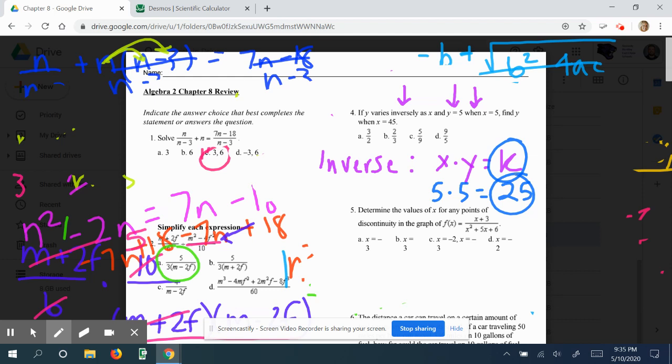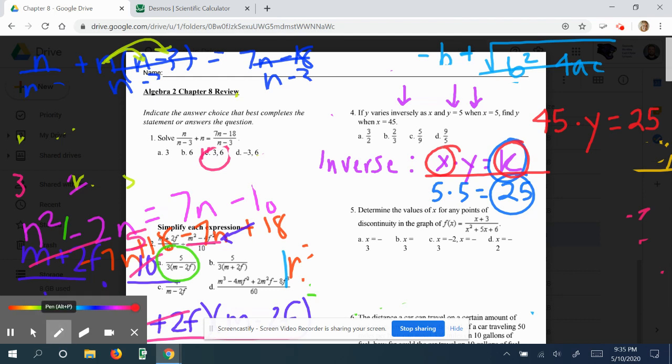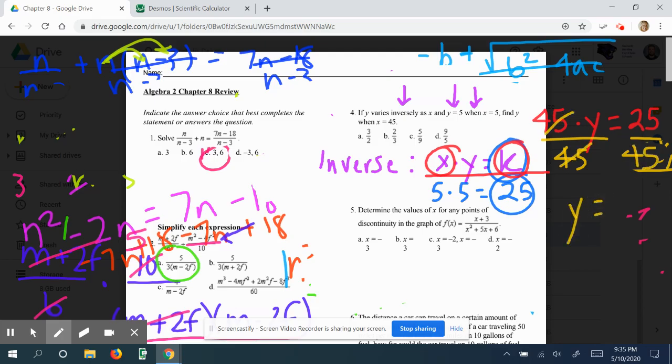Now it says find y when x is 45. So we know k is equal to 25. What we're going to do is say 45 times y is going to equal 25, because we're taking this formula right here, substituting in 25 for k, and 45 in for x. So I divide by 45, and I'd say y is going to be equal to, dividing both by 5, 5 over 9, which means the answer would be C.